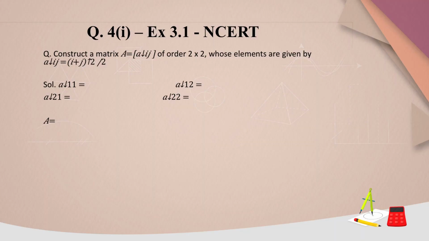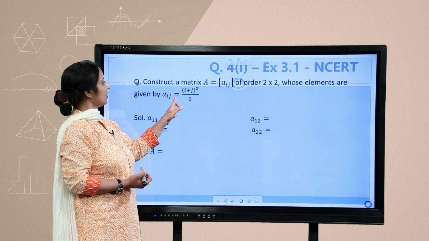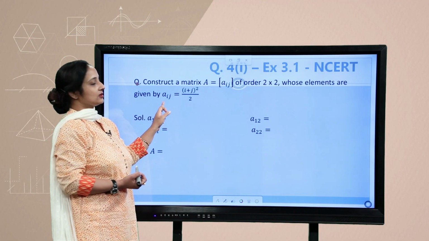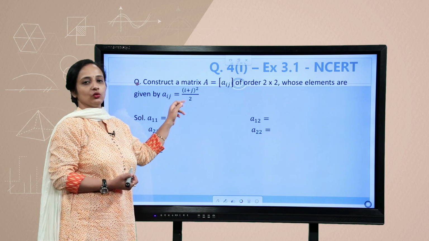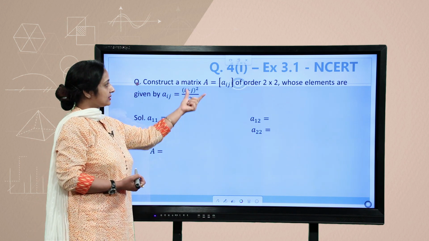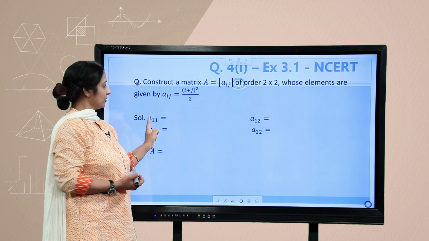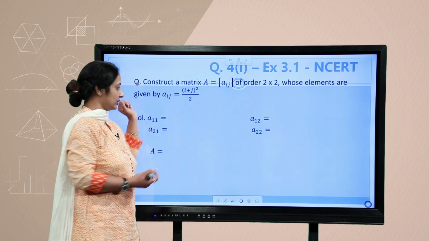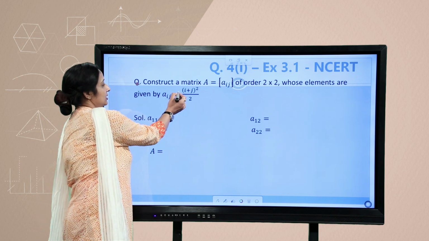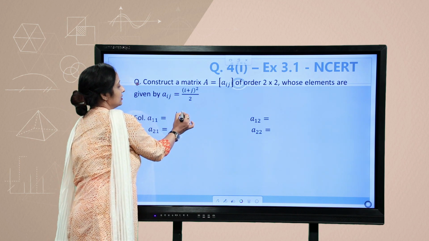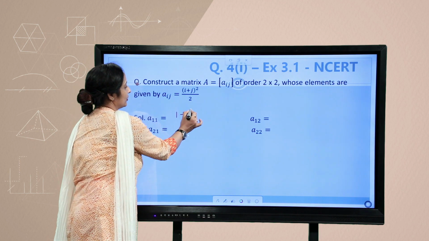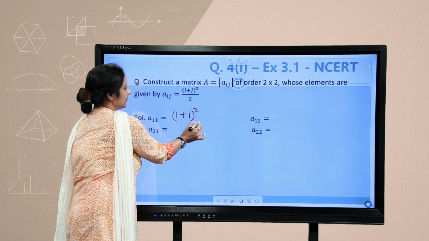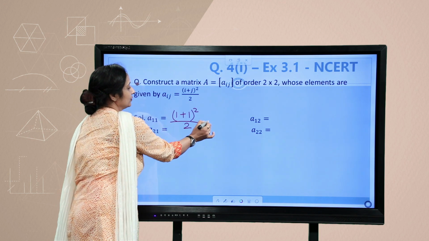So the next question is, can we construct matrices? If I am given an order and a relationship, can I construct a matrix also? Yes, we can. This is the order 2 by 2 and this is the relationship (i plus j) whole square divided by 2. Since the matrix has order 2 by 2, we are going to have these 4 elements only. A11: put i equal to 1 and j also equal to 1. Square it up, divide by 2.